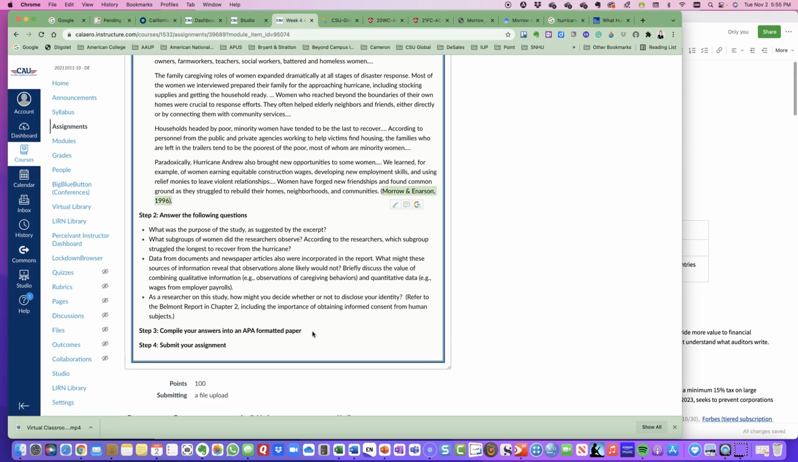And then as a researcher on this study, how might you decide whether or not to disclose your identity? Keep in mind here that we want to go back to the Belmont Report in Chapter 2, which includes the importance of obtaining informed consent from human subjects. Make sure you put this paper in APA format.